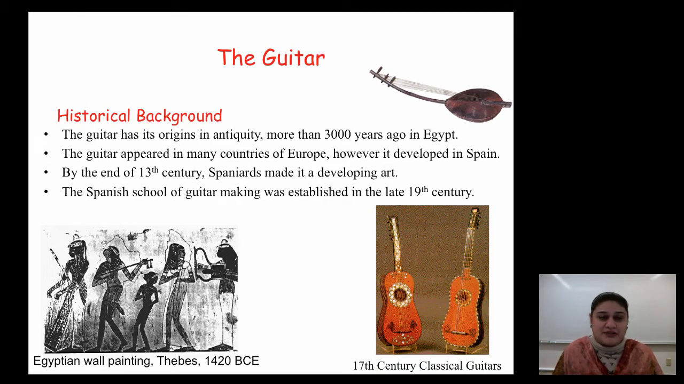Historical background. The guitar has its origins in antiquity more than 3,000 years ago in Egypt. The guitar appears in many centuries, in many countries of Europe. However, it basically developed in Spain. By the end of the 13th century, Spaniards made it a developing art. The Spanish school of guitar making was established in the late 19th century.